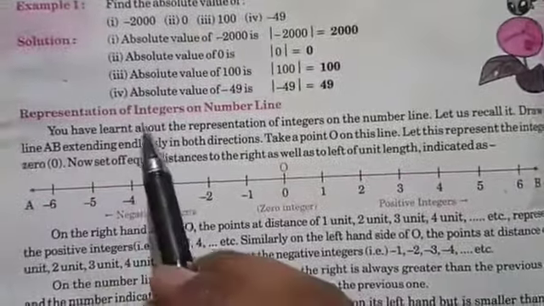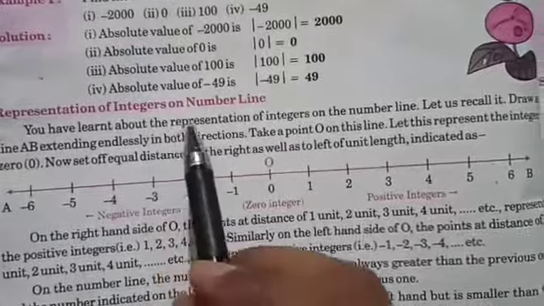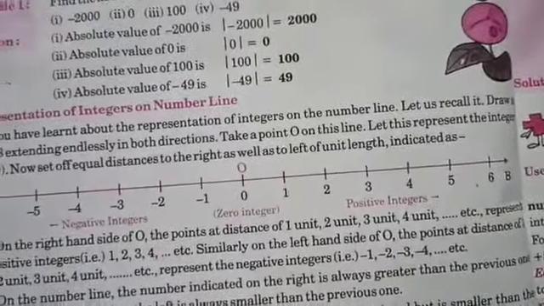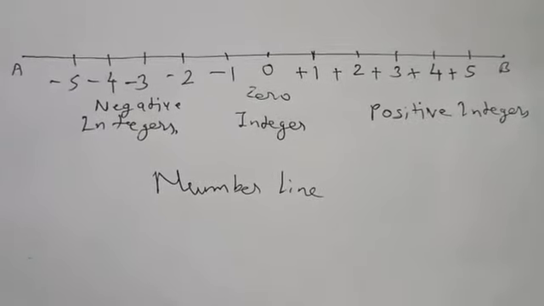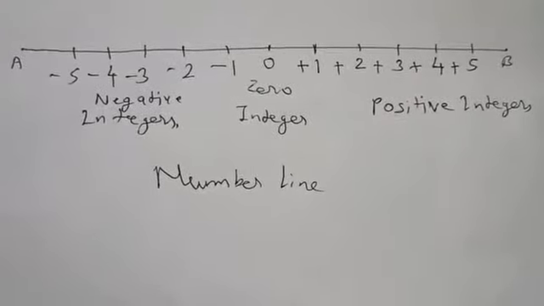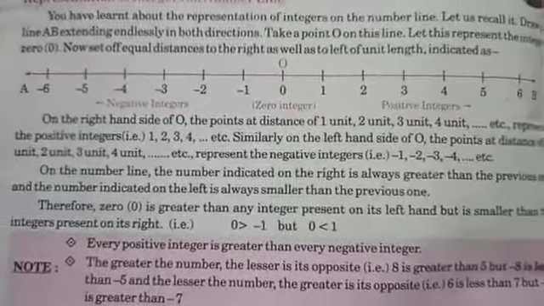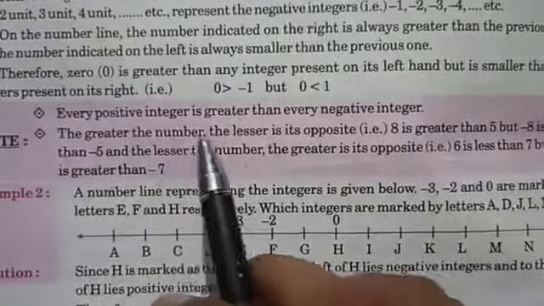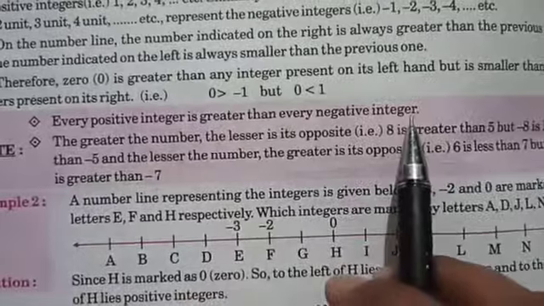Now representation of integers on the number line, we have already seen this. Here, on the number line, every positive integer is greater than every negative integer.